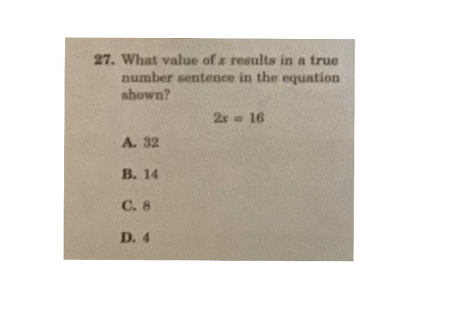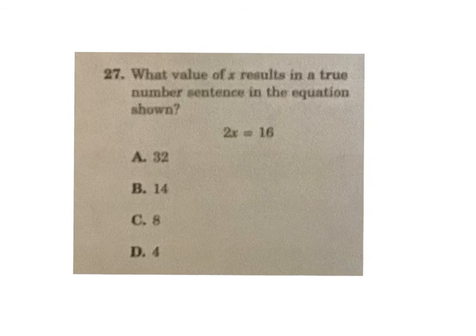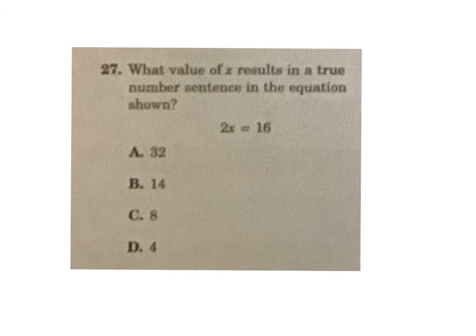Okay, 27, we're back to a little algebra. 2x equals 16. I want to get this x all by itself. What's happening to x? It's being multiplied by 2. So we have to divide each side by 2. Those cancel each other out. It gets me x equals 16 divided by 2, which is 8. And I put 8 in here. 2 times 8 does equal 16. So my answer is 8.